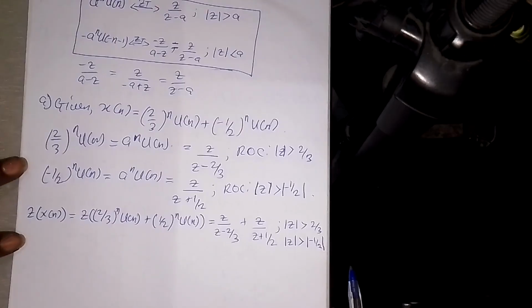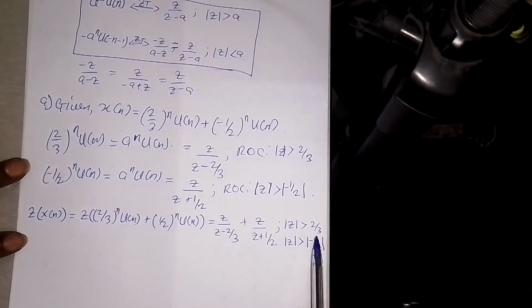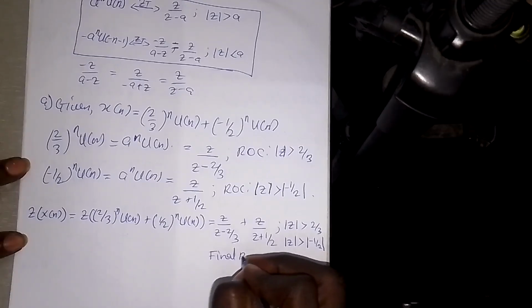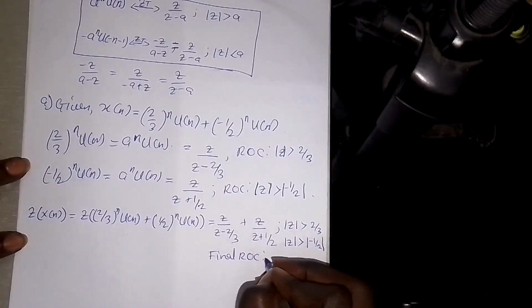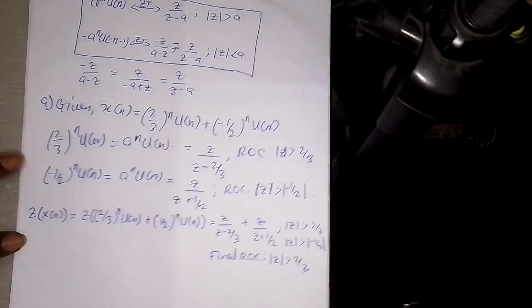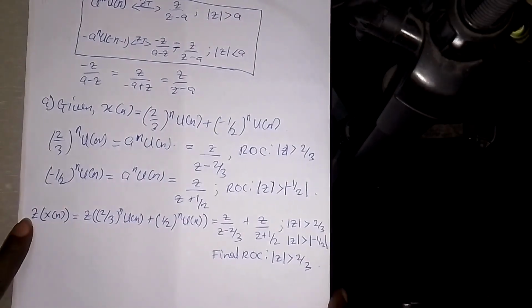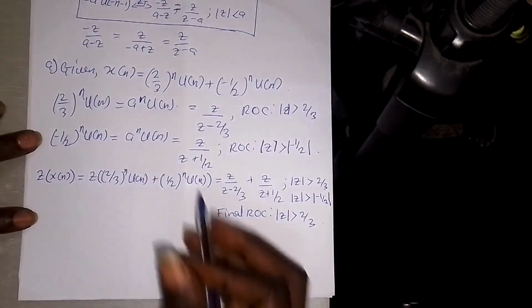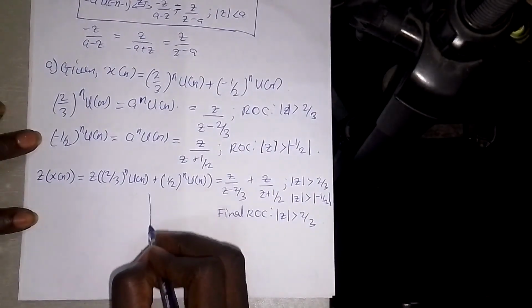The final ROC will be such that mod Z is greater than 2 over 3. So let me write here the final ROC. Now let me plot it, then you're going to see why I'm saying that it's going to be 2 over 3.